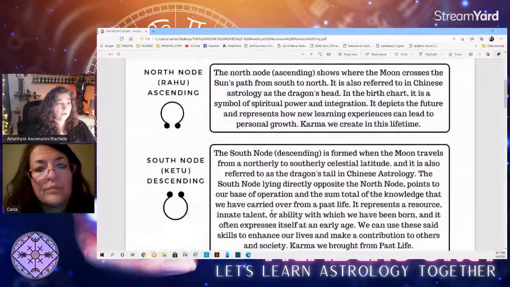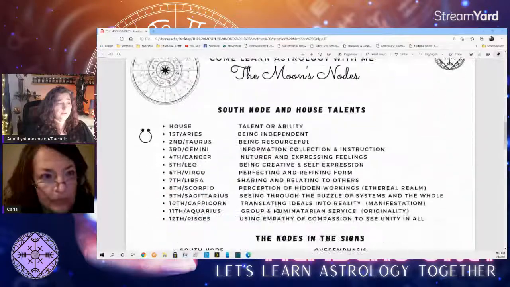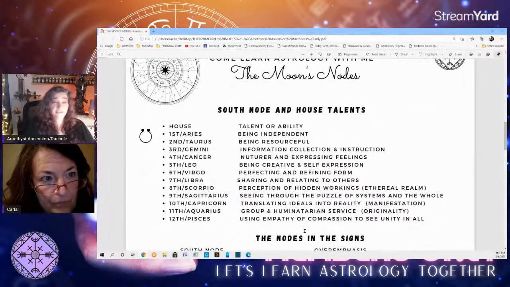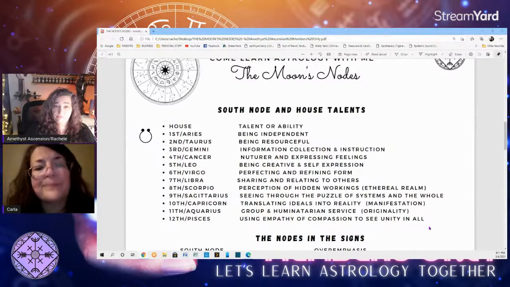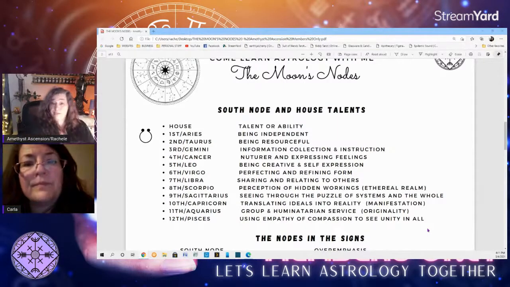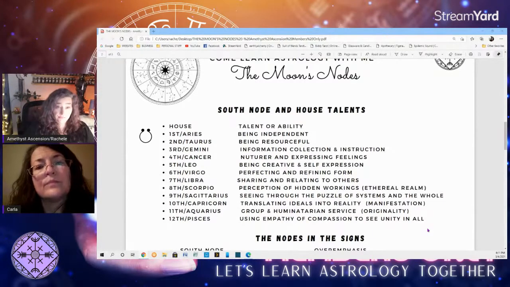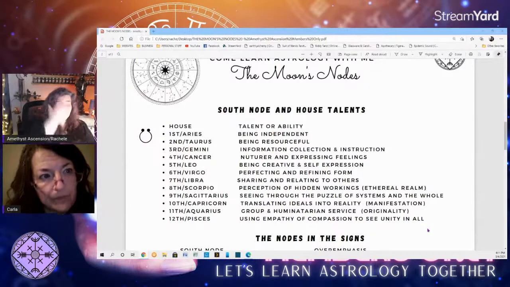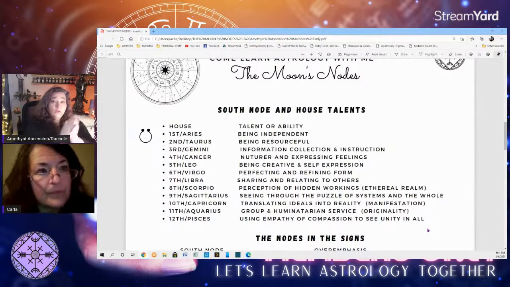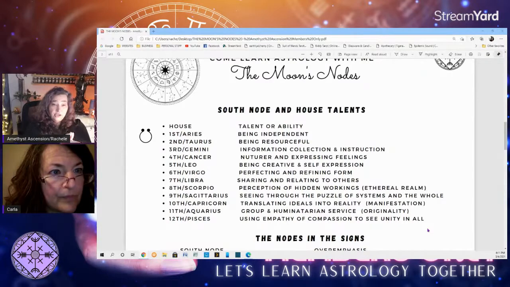So the South Node in Pisces, these are the skills that he's bringing from his previous life, would be using empathy and compassion to see unity in all things. So maybe in a past life, he wasn't the kindest person, or he was super kind. You see what I'm saying? And he learned that lesson, but either way, he's coming to this life with extra skills in that particular area.